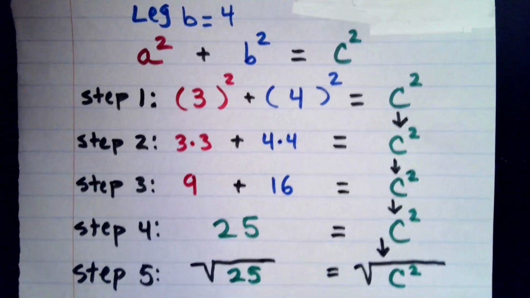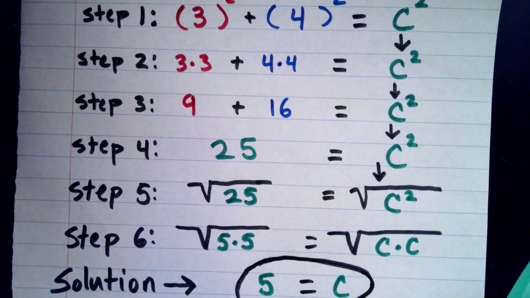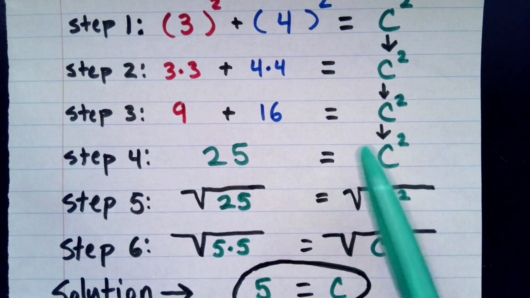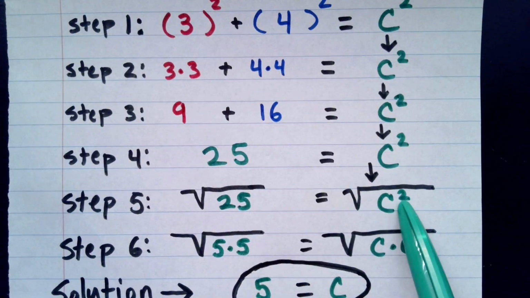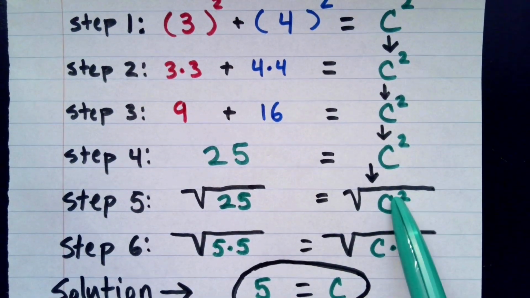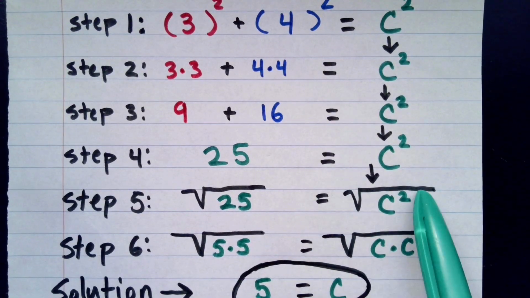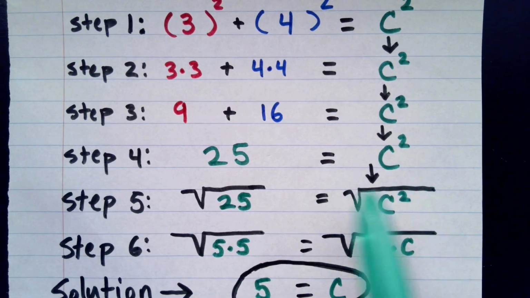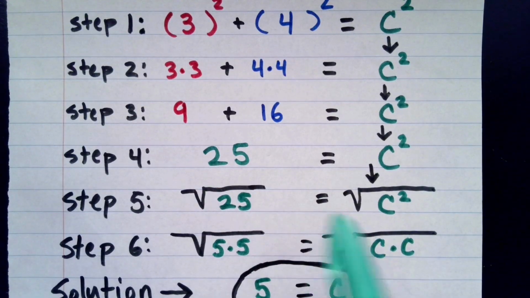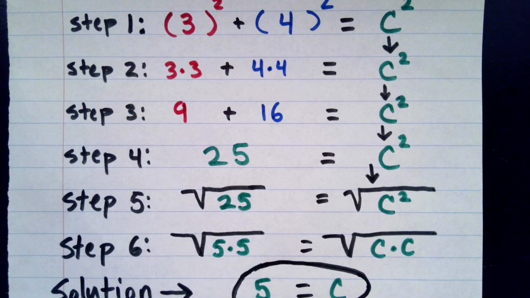We want a radical, put that square root over that c squared value. But again, what you do to the right side, you want to do to the left side of that equal sign. So there's my square root to both sides of the equal sign. So I'll square root that 25.